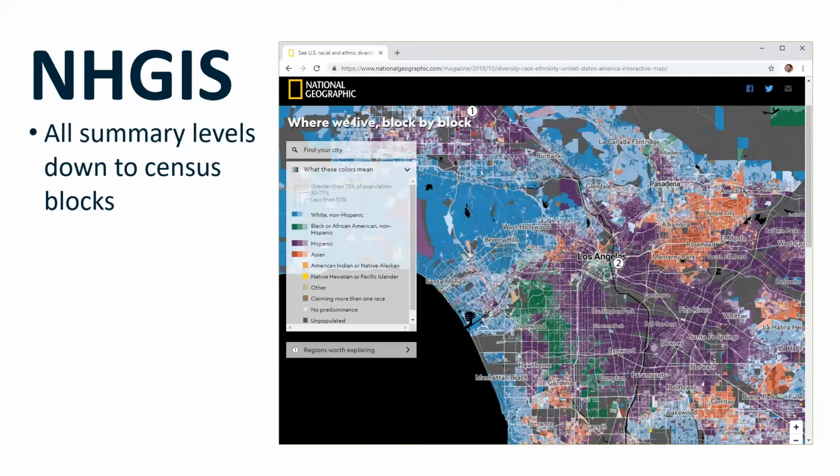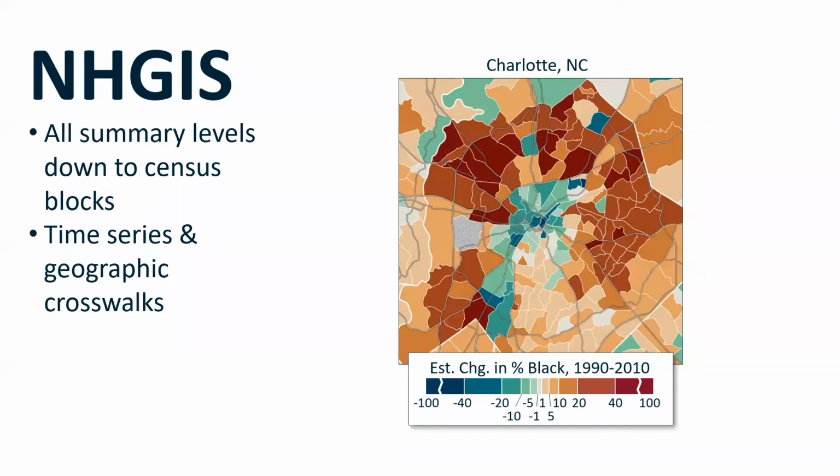So for an example, this is block level data that was used by National Geographic in a mapping project they did a few years ago. And NHGIS includes data all the way down to the block level. They retrieve this data from NHGIS in part because we have all the block data and we can provide it for the complete nation in a single download. We also have time series and geographic crosswalks that make it easier to compare data across time, as in this illustration.